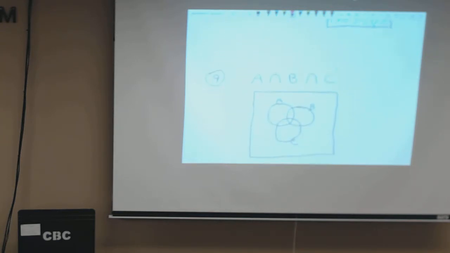Number 9. Draw a Venn diagram to illustrate A intersect B intersect the complement of C. Sometimes it's good just to circle that so you don't overlook that complement. Well, what's A intersect B? Wouldn't that be all of this right here? Everybody agree?